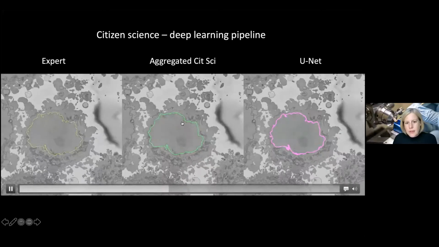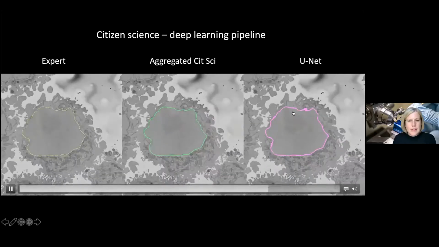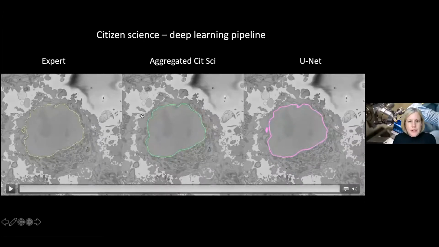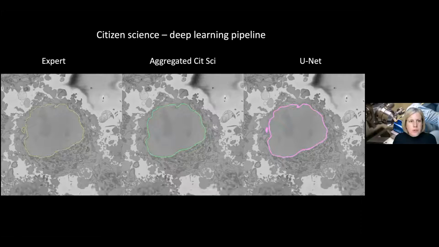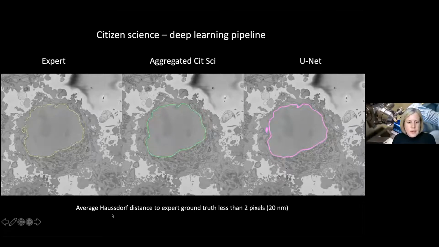And from this aggregated citizen science data, we can train a UNet to automatically segment the nuclear envelope. Turns out that this aggregation step is the really difficult part, which actually took more than a year, probably a couple of years to get a grip on. So to automatically find the right line from all of these varied contributions. The results of the model are really impressive. So the average Hausdorff distance to the expert ground truth is less than 20 nanometers.